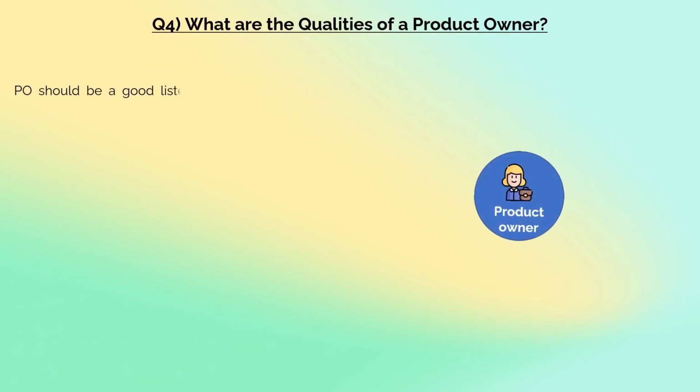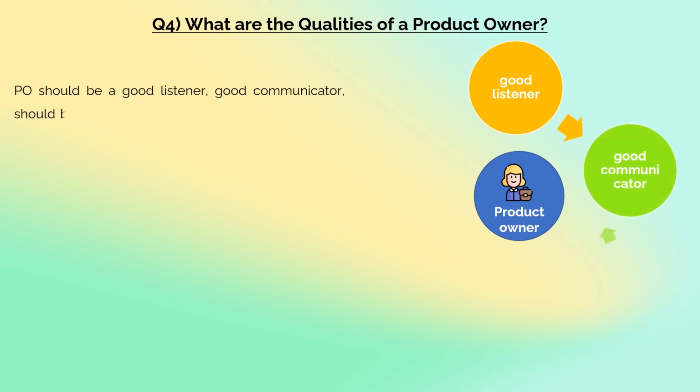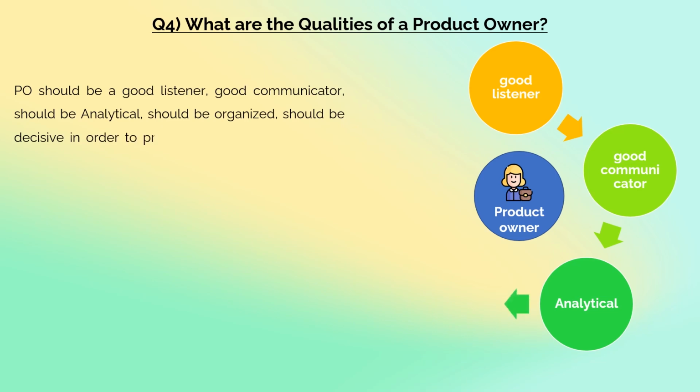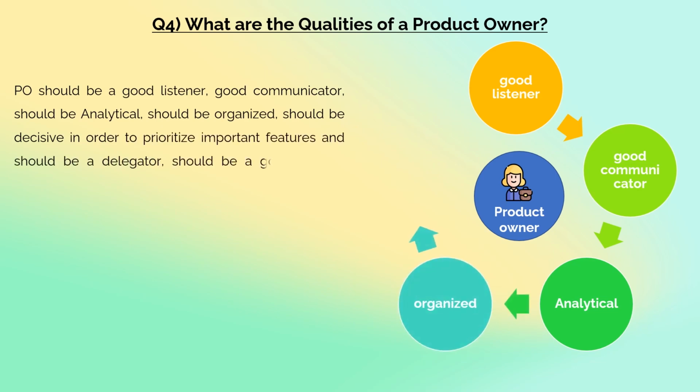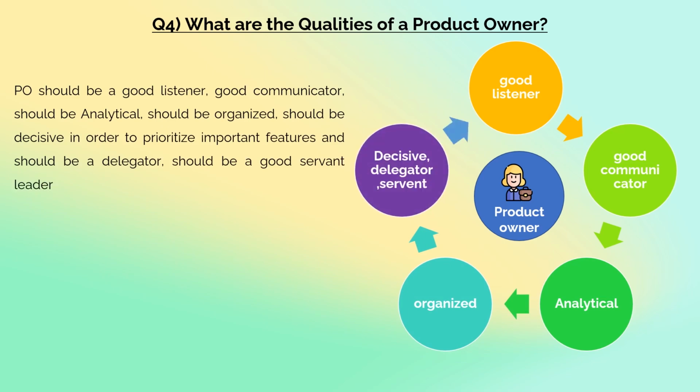What are the qualities of a product owner? PO should be a good listener, good communicator, should be analytical, should be organized, should be decisive in order to prioritize important features, and should be a delegator, should be a good servant leader.